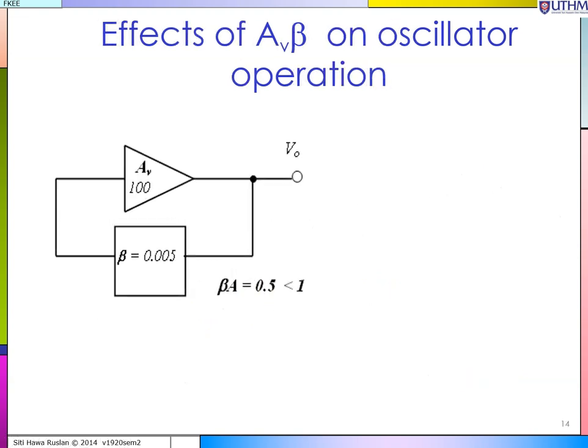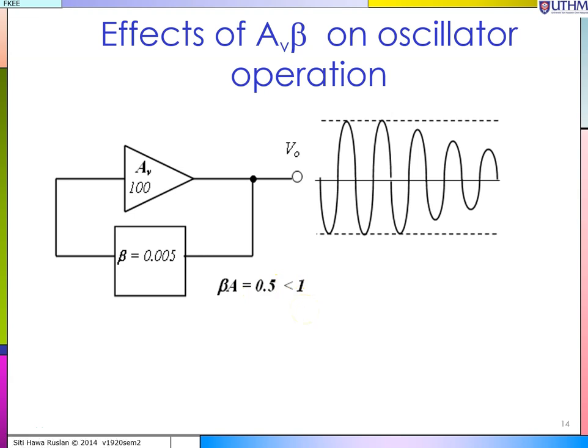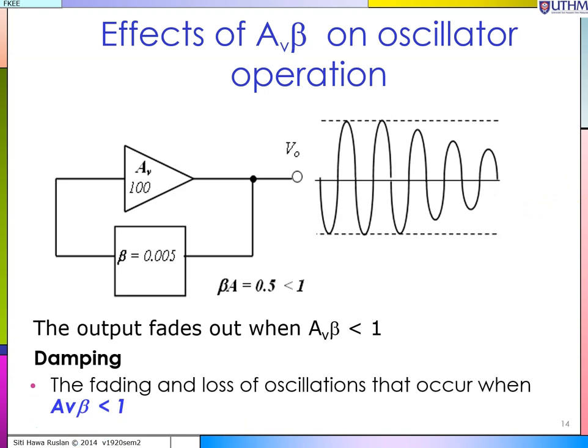Okay, and then we look into when A, for example, this time around is still 100, but your beta is 0.005. So beta multiplied with A is 0.5, which is less than 1. What will happen is you will see that the output signal will get smaller and smaller and eventually it will die out. Okay, so there is damping, meaning that the output will be fading. Okay, we also don't need this to happen.